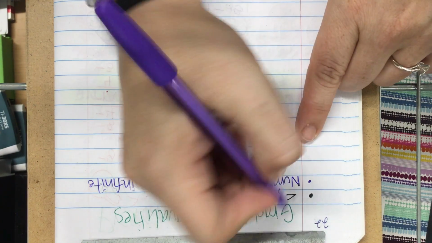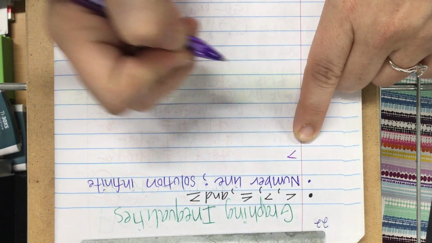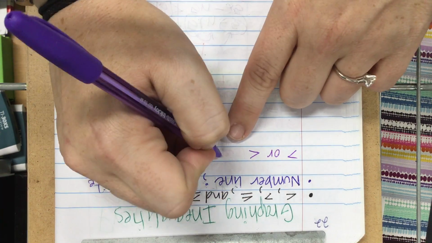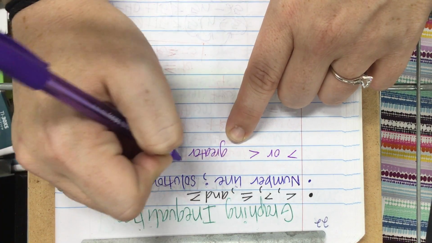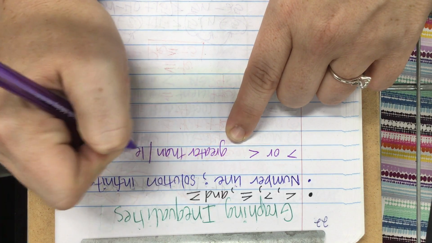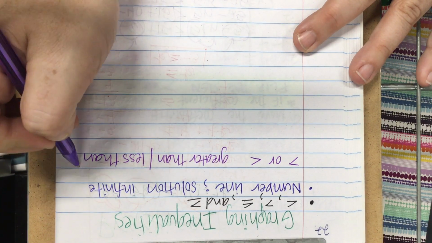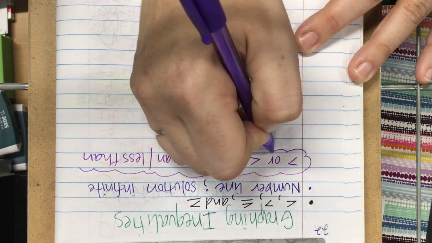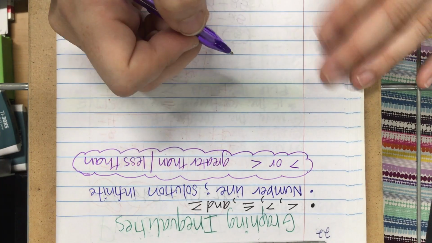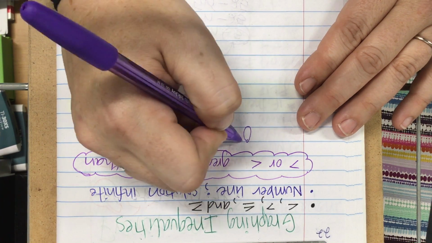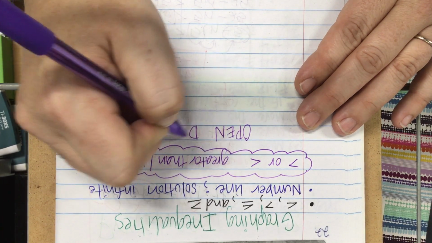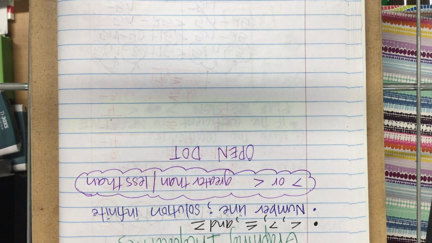So if it is a greater than or a less than symbol, it is what's called an open dot. If it is a greater than or a less than symbol, it's an open dot. Like if it said greater than 10, I draw an open dot at 10.